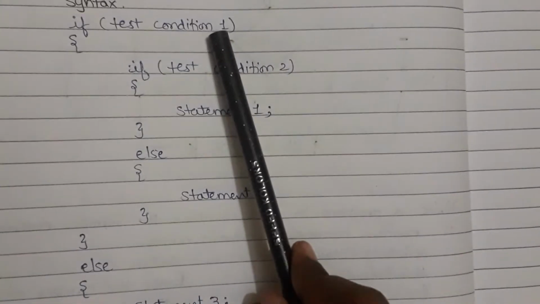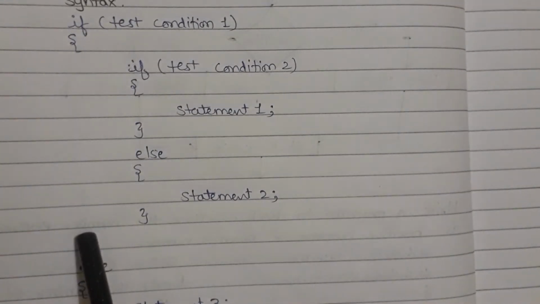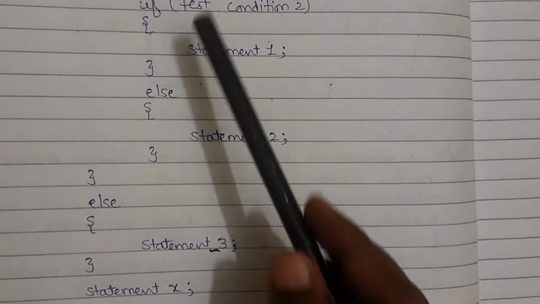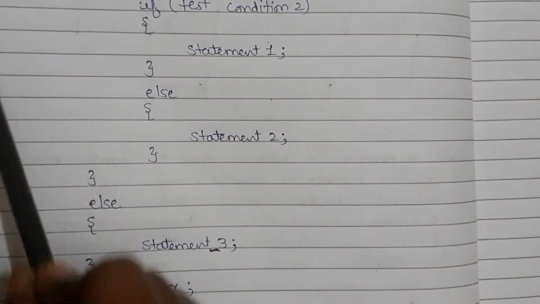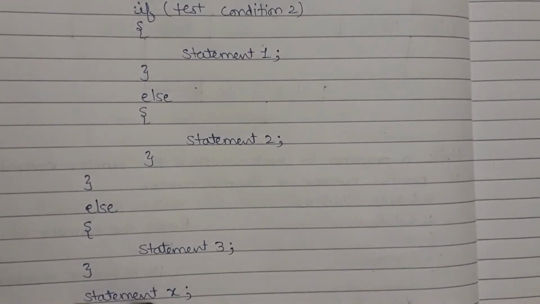Now in the third case, we consider that condition 1 is false. Since condition 1 is false, this block is not executed, and our control directly comes to the else part. It will execute this else part, and after that, it will execute statement X. In this way, it will execute this nested if else.